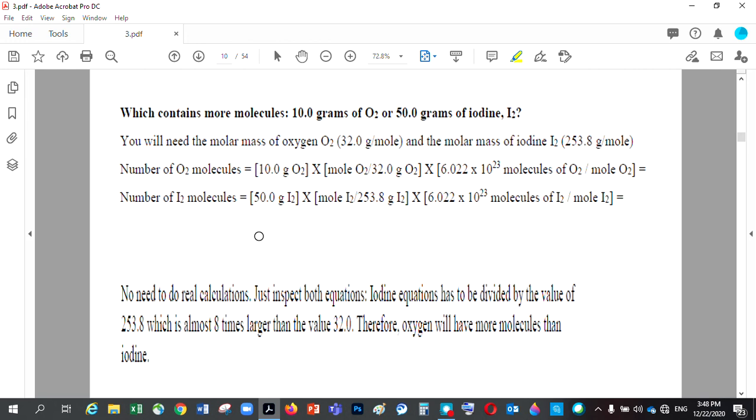Next. Well, this question is, which contains more molecules, 10 grams of oxygen or 50 grams of iodine? Without even doing any calculation, you look at the molar mass of oxygen versus the molar mass of iodine. You set up the whole thing together and look at the values, and you can determine which will be greater, which will be a lower number of molecules. Let's do that together.